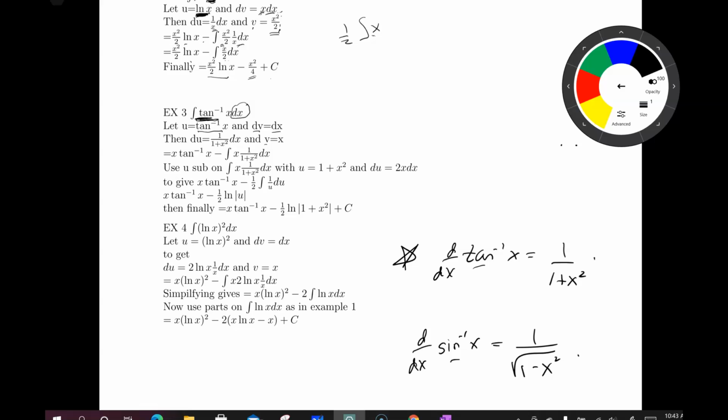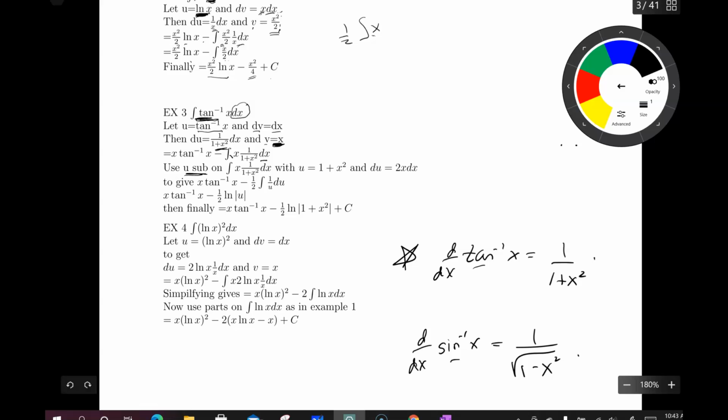So now I'm ready to do parts. It's uv, I'm sorry, I pointed at the wrong thing. uv, these two things here, x times arctan, minus the integral of v du. So I have x times 1 over 1 plus x squared dx. Okay, two functions multiplied times each other. You can't just go take the antiderivative of each.